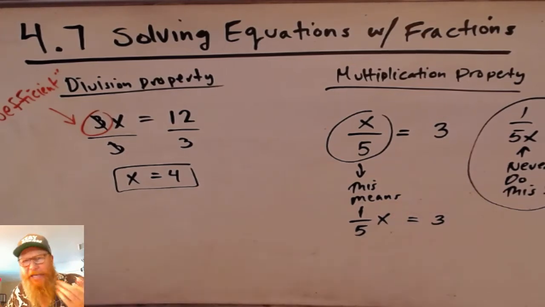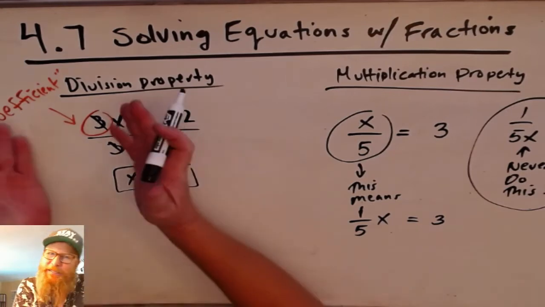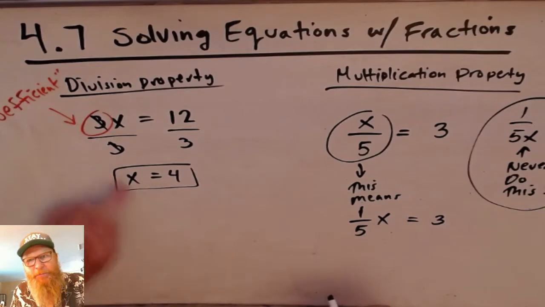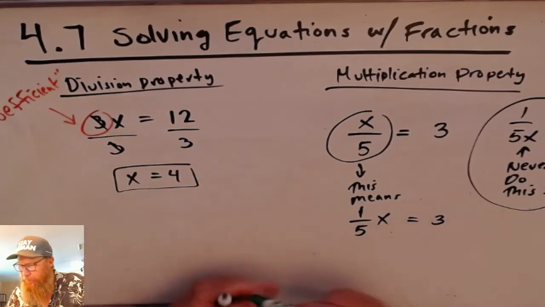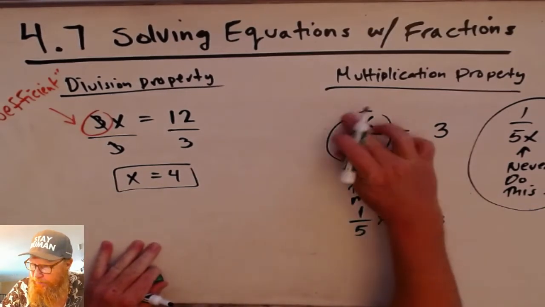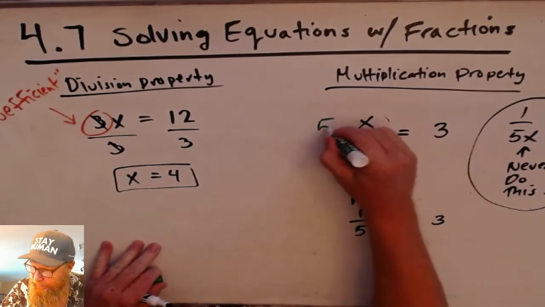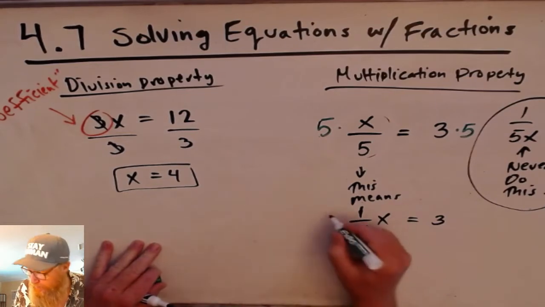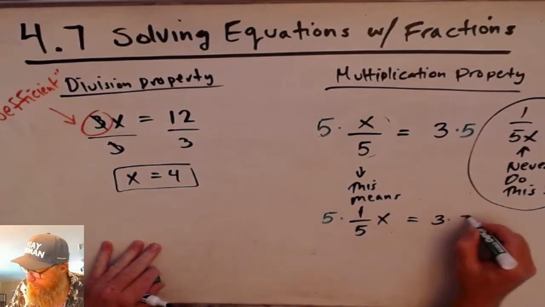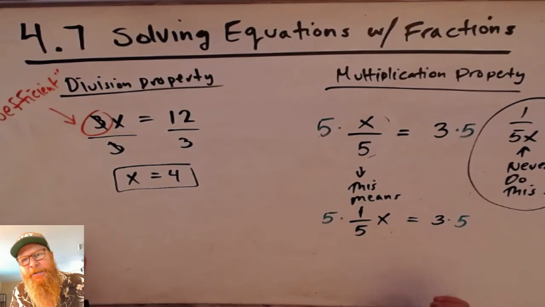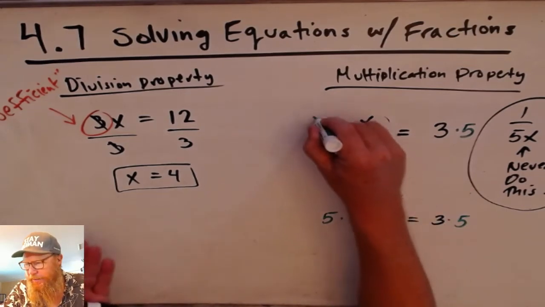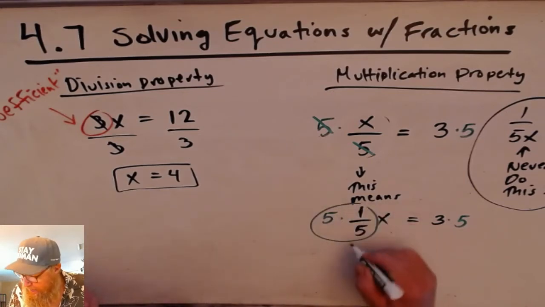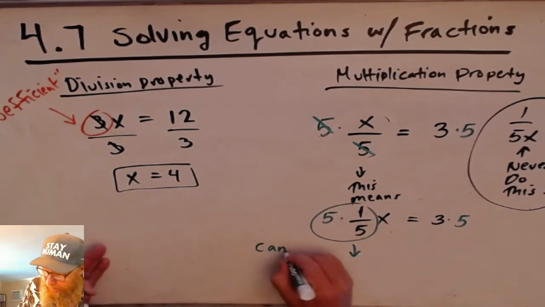And so what the multiplication property says, it basically says the same thing as the division property. But instead of dividing both sides by 5, you would be multiplying both sides by 5. And it really doesn't matter what side you multiply on. I just go wherever it fits. And then you can cancel the 5s. But remember what canceling actually means. Canceling actually means it becomes 1.